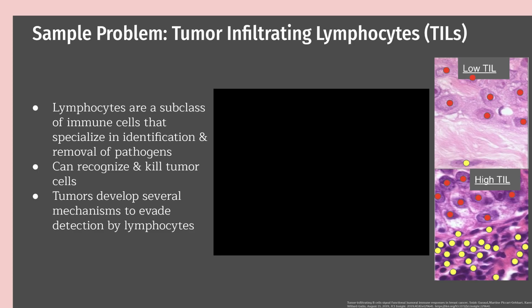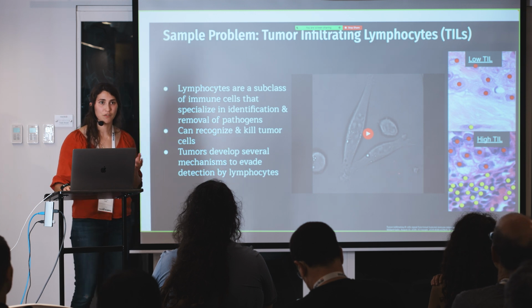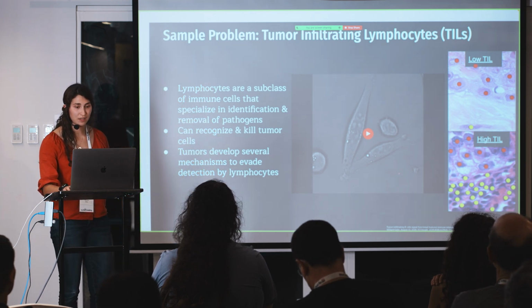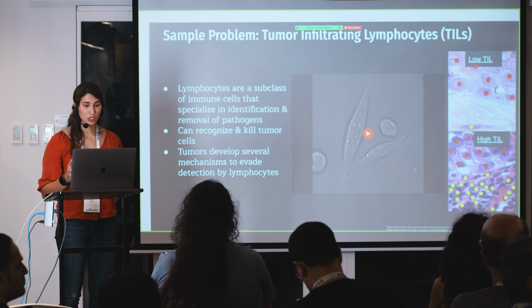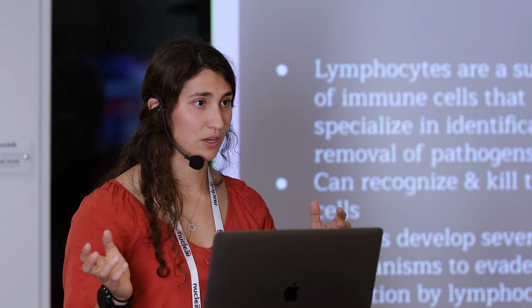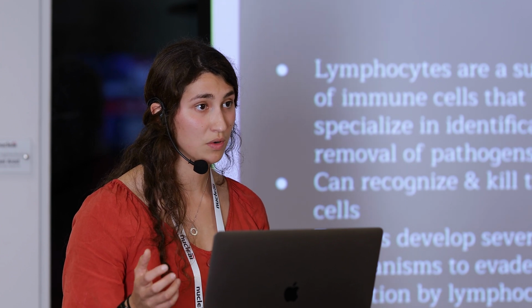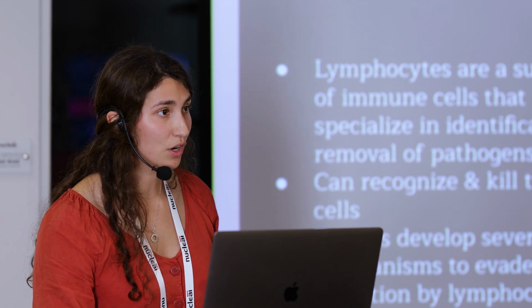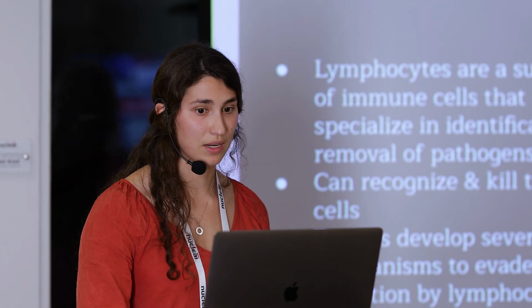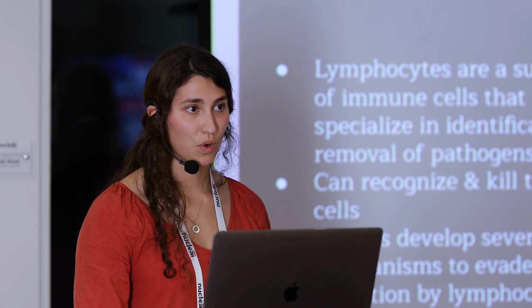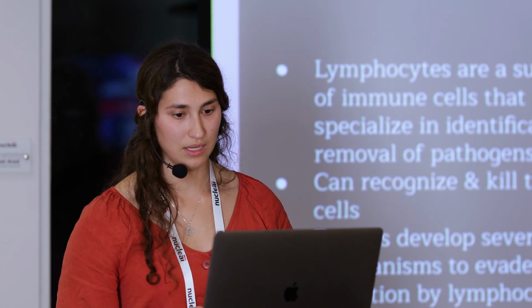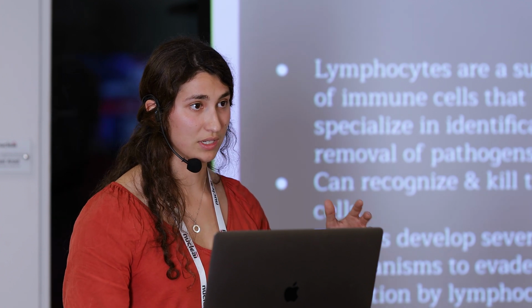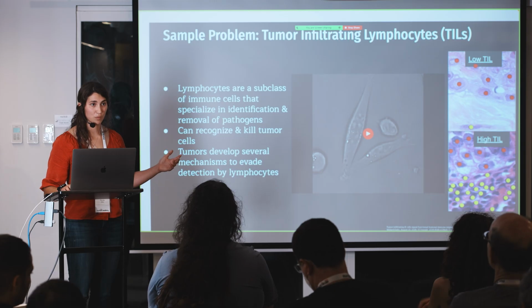In order to do this, I'm going to present a sample problem from our domain. We're going to look at tumor-infiltrating lymphocytes. For those who aren't familiar, lymphocytes are a subclass of immune cells that specialize in the identification and removal of pathogens in our tissue. They're able to recognize and kill tumor cells by identifying them as foreign cells. Essentially, they identify cells that are not part of the host tissue, and they're able to then recognize and kill them. However, tumor cells are a bit smarter than that, and they have several mechanisms that they use to evade detection. In the development of immunotherapy, we can see how immunotherapy works by alleviating these mechanisms, allowing for the reactivation of lymphocytes against tumor. It essentially helps our lymphocytes better detect our tumor cells.